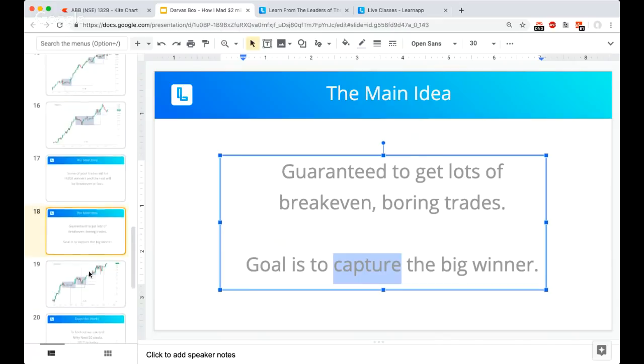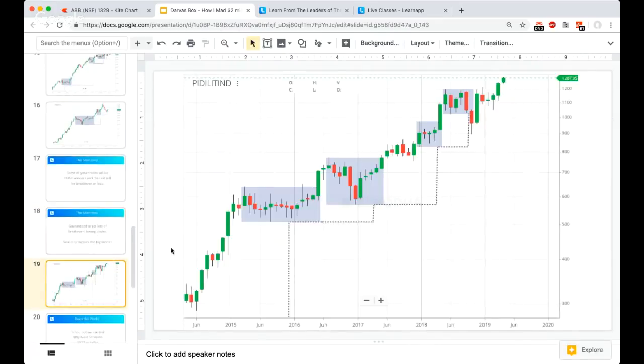Alright, back to English now. Here's another example of Pidilite. I'll just show you the example this time. This bar closes above this box. Beautiful. It's an all-time high for Pidilite. That's why it's the bar. 700, I think, would be your entry.